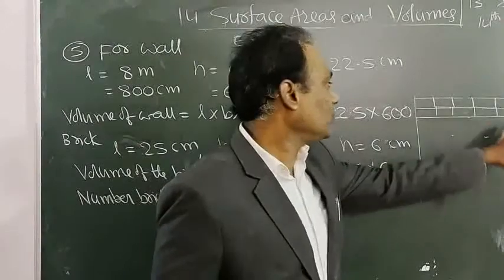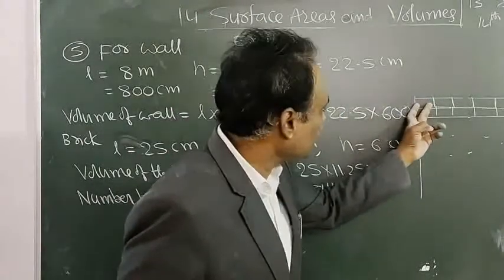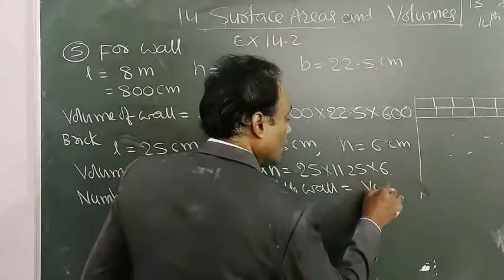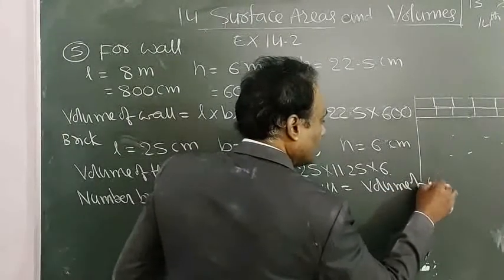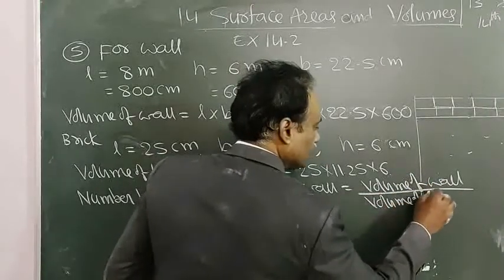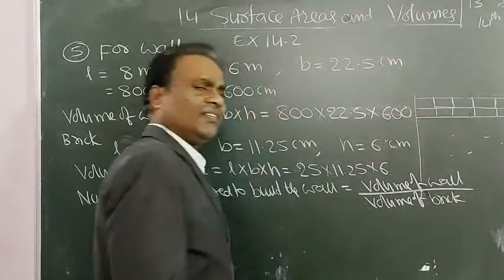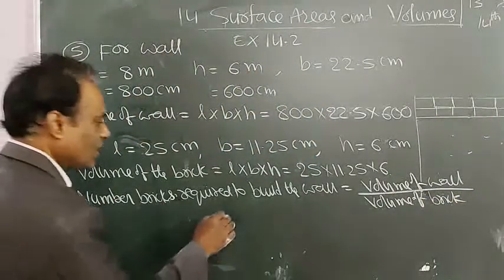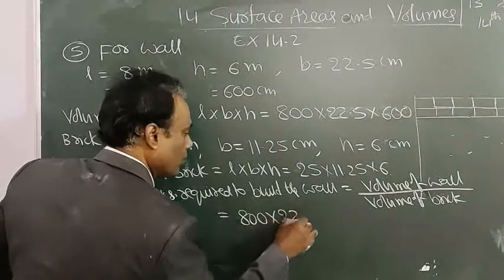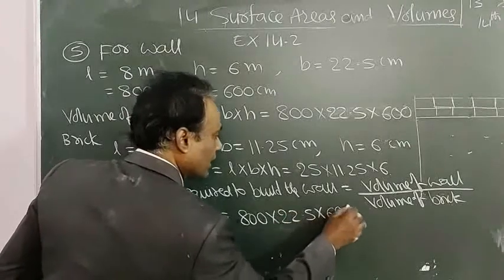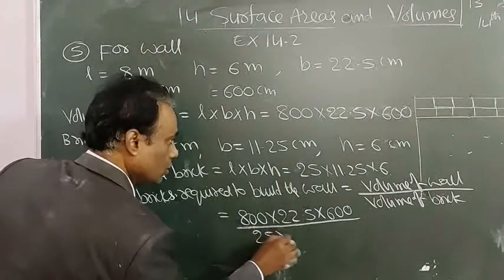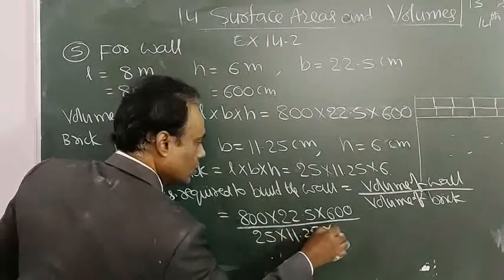See, total volume of the wall is this much and volume of each brick is this much. So number of bricks required is equal to volume of wall by volume of each brick. That's all. This is the answer. So what is the volume of the wall? Volume of the wall is 800 into 22.5 into 600 by volume of brick, 25 into 11.25 into 6.